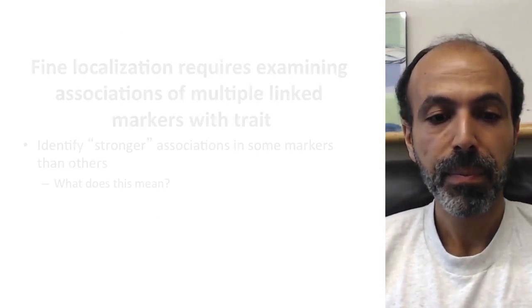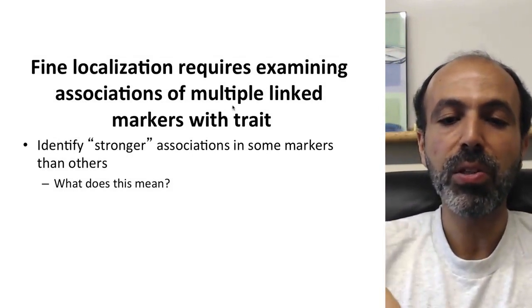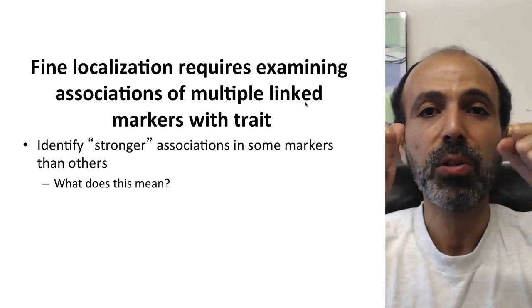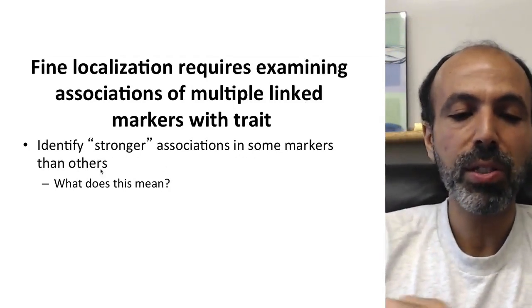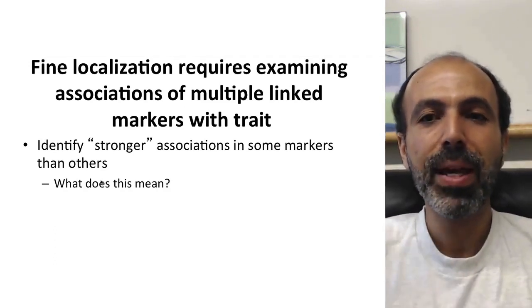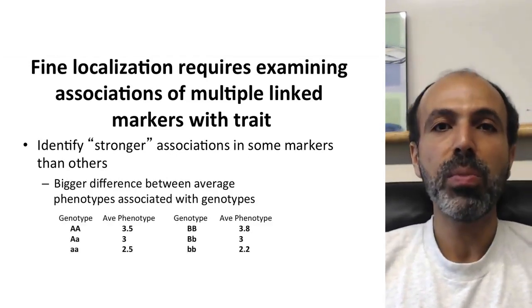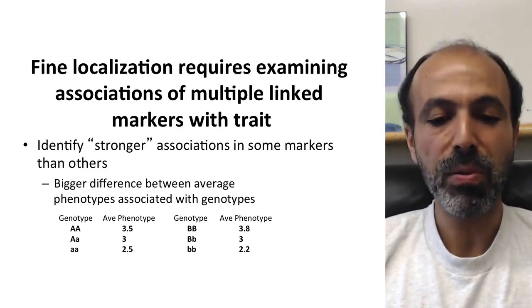Now, fine localization, as I mentioned, requires examining associations of multiple linked markers with the trait. Not completely linked, but markers that are very close together. And we'll look for a stronger association in some markers than others. Maybe you may be asking yourself, what do I mean by a stronger association? Well, a stronger association means there's a bigger difference between the average phenotypes associated with the genotypes.